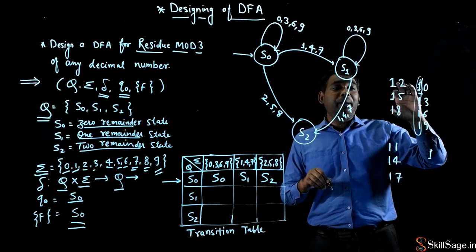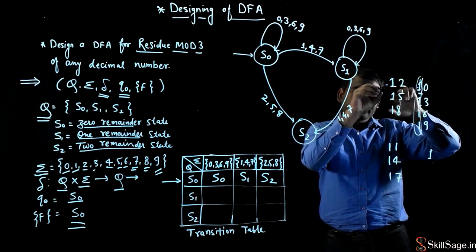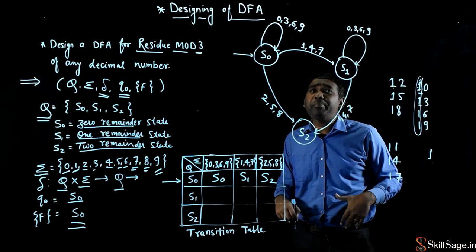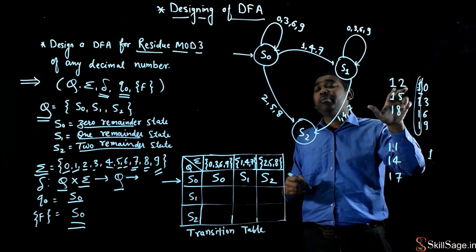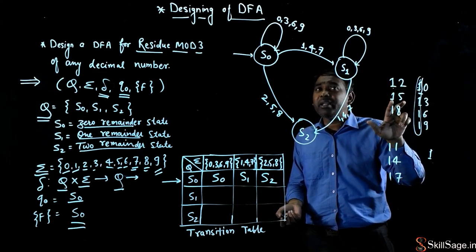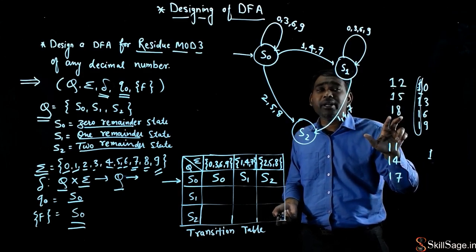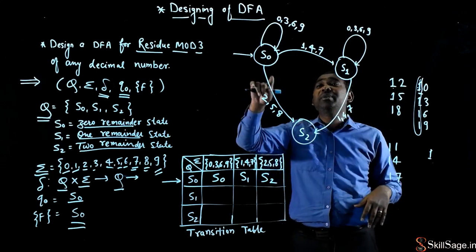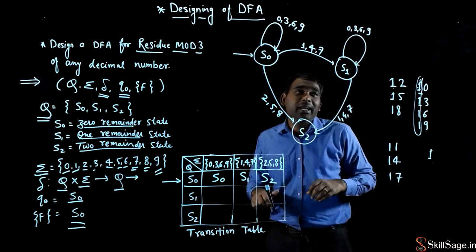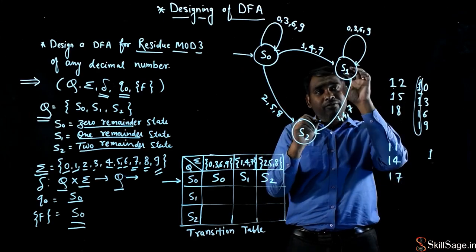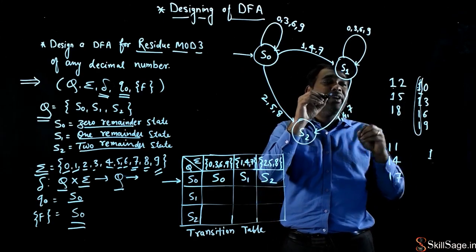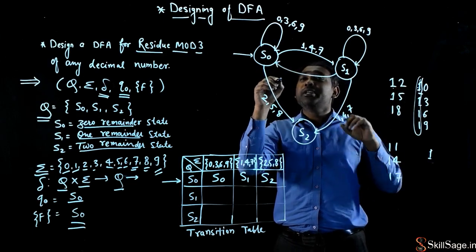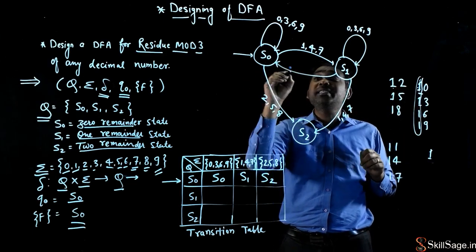Right? So what will happen? My number is what? 12, 15 and 18. If I divide any one of these numbers by 3, what will happen? If I divide 12 by 3, remainder is 0. If I divide 15 by 3, remainder is 0. If I divide 18 by 3, remainder is 0. So what is my remainder? Remainder is 0 remainder. And what is my 0 remainder state? 0 remainder state is S0. So from this S1, one remainder state, if the DFA reads either 2, 5 or 8, it will go to the next state called the 0 remainder state, and 0 remainder state is S0.